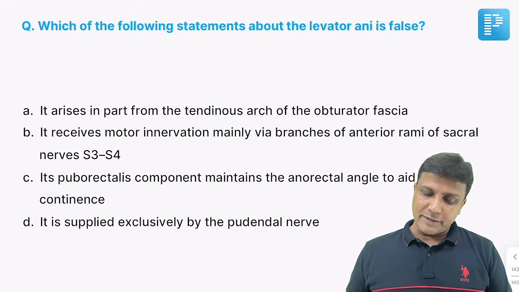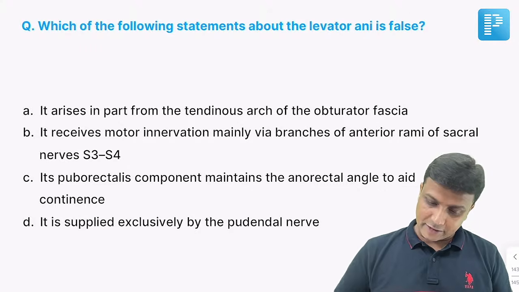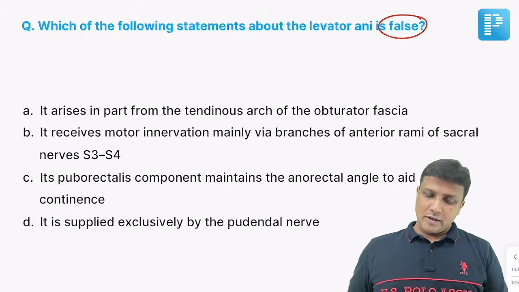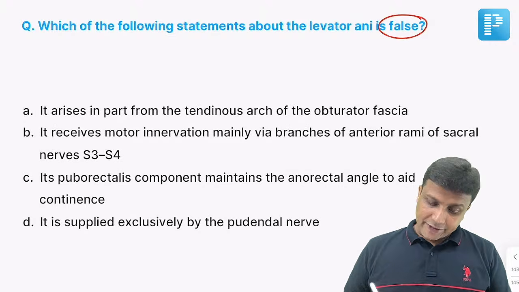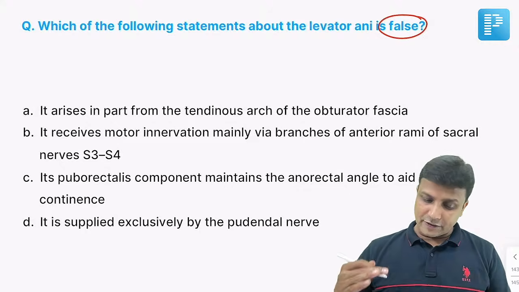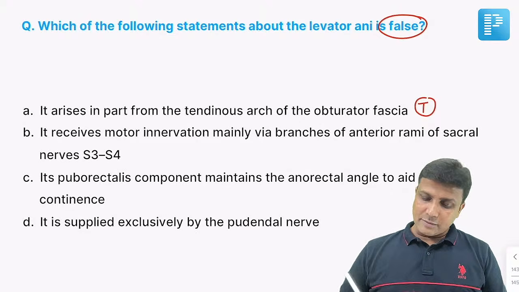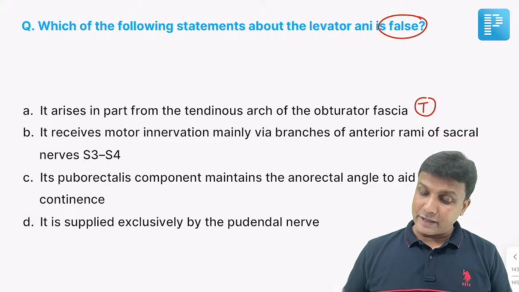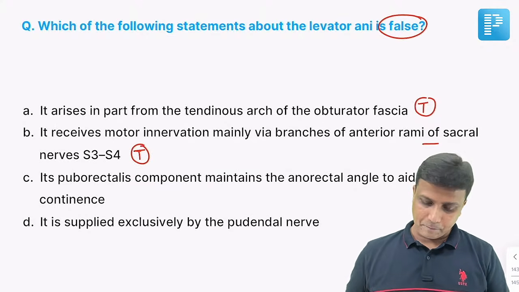Which of the following statements about the levator ani will be the false statement here, sir? So basically we have to look for the false statement here. Levator ani, which belongs to your pelvic diaphragm. It arises in part from the tendinous arch of the obturator fascia. This is a true statement here. It receives the motor innervation mainly via the branches of anterior rami of sacral nerves S3, S4. Okay, this is also a true statement here.